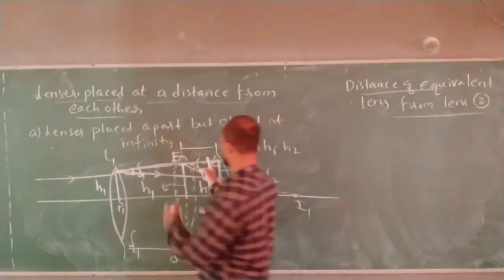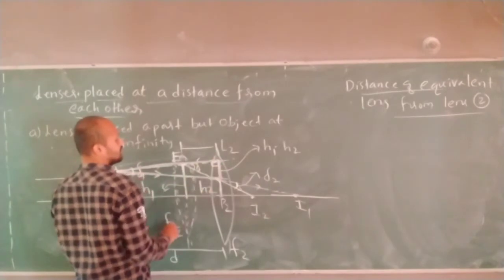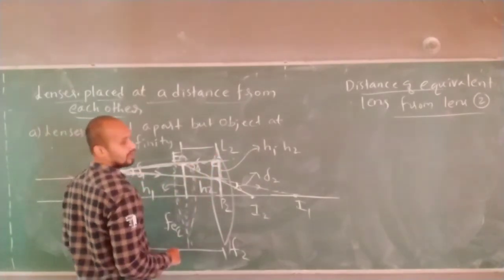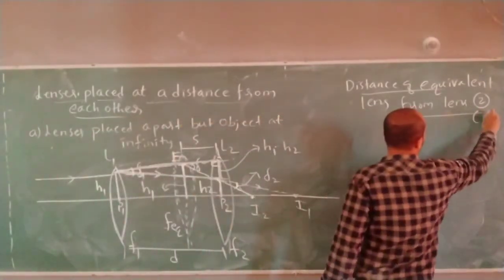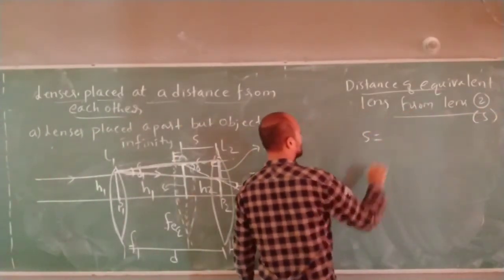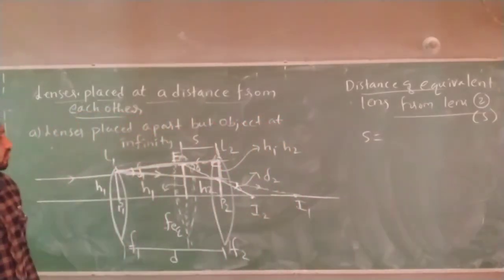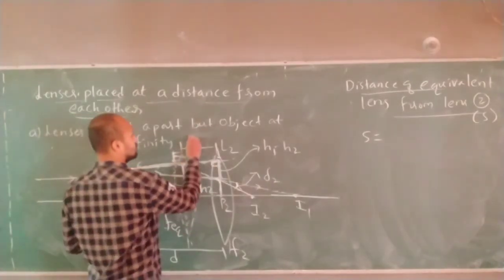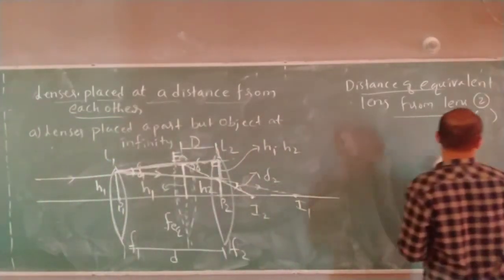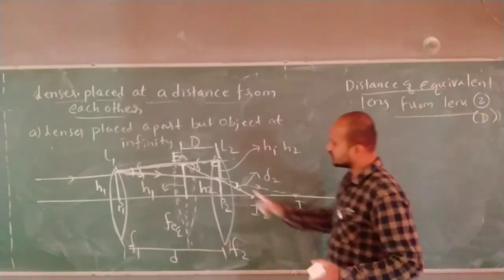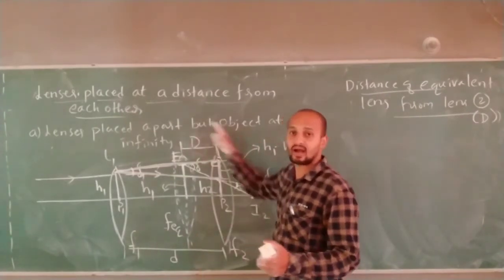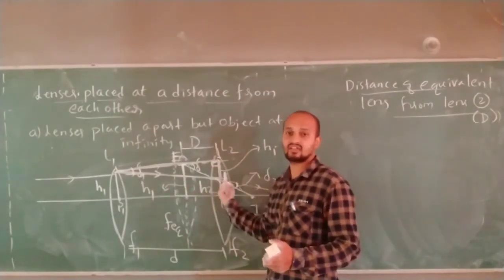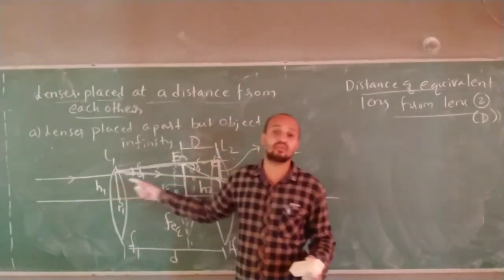What is that? This distance. If I take this distance, what is that? Let us take this distance as S. So S is equal to what I will get? This distance. Or let us take capital D. Not S, let us take capital D: the distance of the equivalent lens, which produces the combination of the focal length of these two lenses separated by distance D, when the object is coming from infinity.